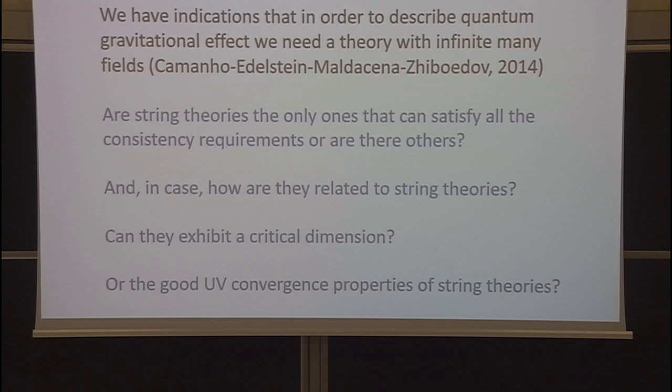And so the question that I was interested in is the following. Are string theories the only ones that satisfy these conditions, that they are consistent, or are there other theories? And in case there are, are they related to string theories, or are they completely different? Other questions are, for instance, can they exhibit a critical dimension or not? And do they have good ultraviolet convergence properties as string theories, or are they completely different? Well, I will not be able to answer all these questions, but to start with some examples.